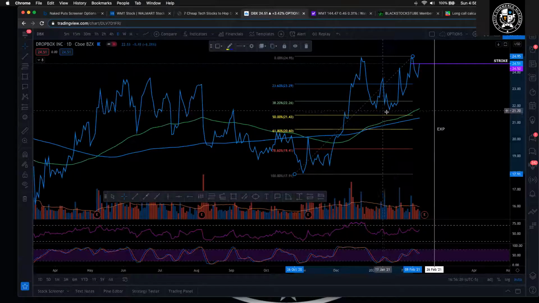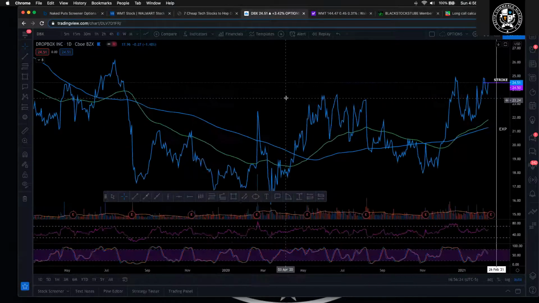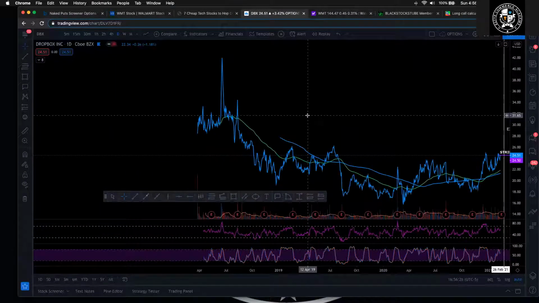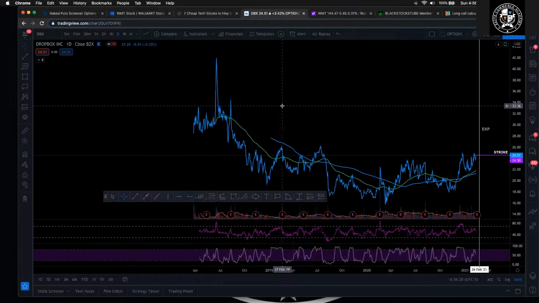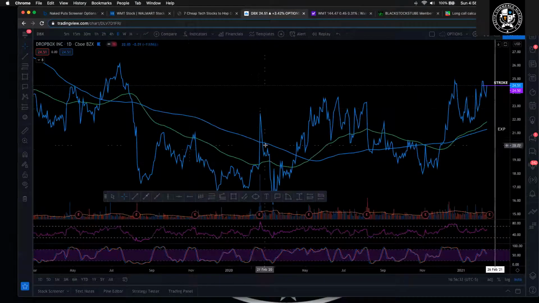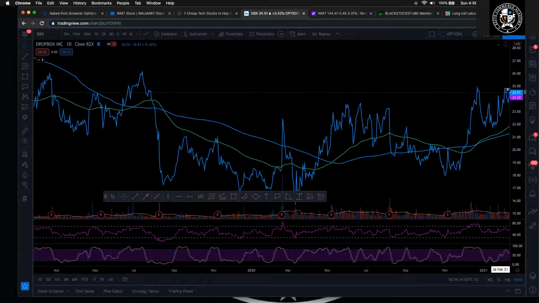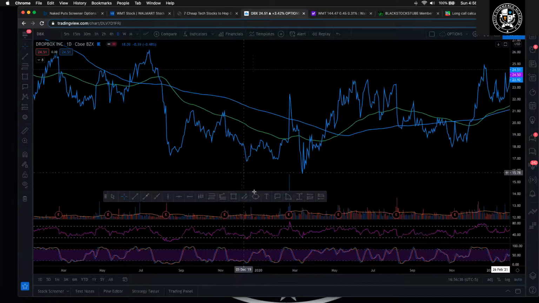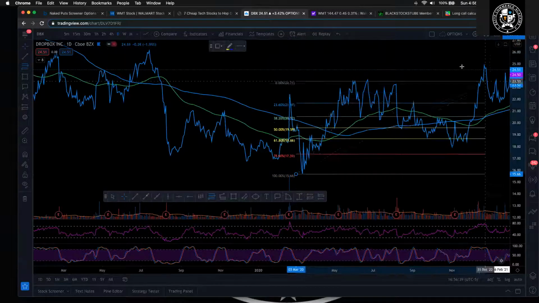As you can see, it almost touched the 50 and went back up. All right. Those are a few examples. Now you see, it's not always going to fit on the chart. You know what I mean? It's not always going to fit. But if you're a Fibonacci person and you can see it, you can look at it.